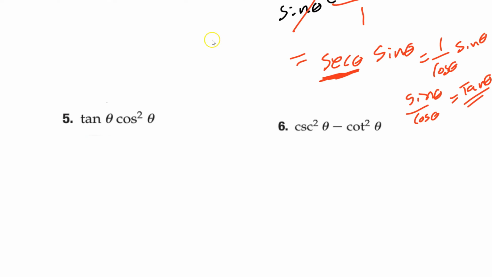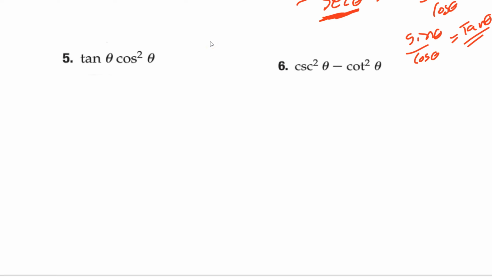I'll go back to the other one in a second, I promise. That one's a little tougher. So look at this one. I got 10 times cosine theta. So I really can't do much here. Remember my last rule: change everything to sine and cosine. So we're going to change tan to sine over cosine. If we're not sure what to do, change everything to sine and cosine.